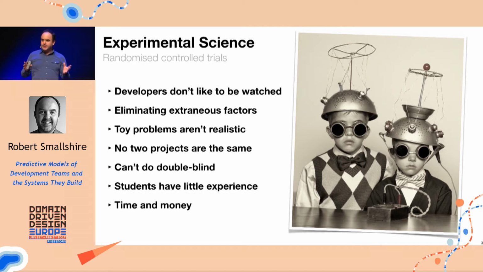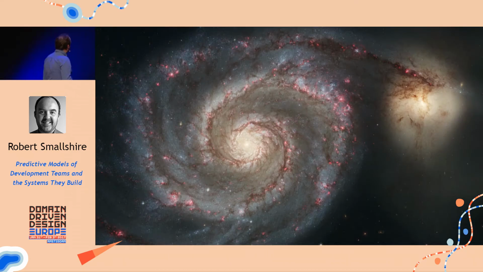No two projects are the same anyway. We certainly can't do double-blind experiments. It's very difficult to have people develop software without them knowing what they're developing. The whole point of DDD is that we know what we're developing and why. And often experiments are done in a university setting with students who have little or no real-world experience. And above all, doing experiments costs time and money. And this is only a trillion-dollar industry. So, what can we do?